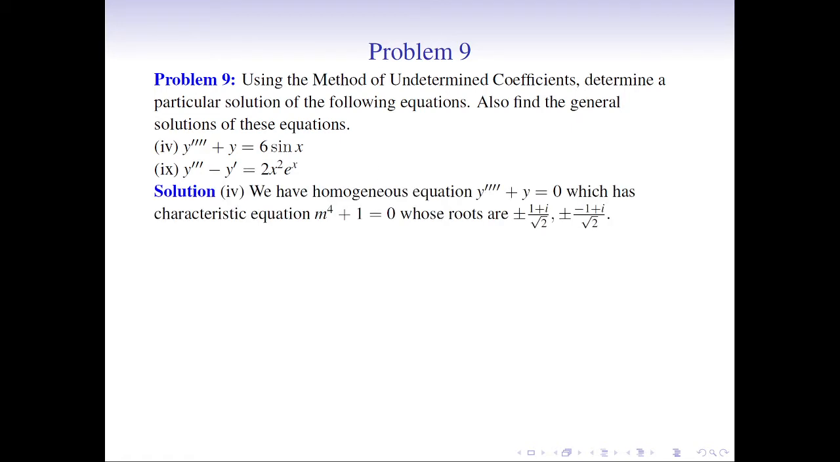Alright, so here we have y double prime plus y equal to 6 sine x. So here the corresponding homogeneous equation to this differential equation is fourth derivative of y plus y is equal to 0, which has the characteristic equation m raised to 4 plus 1 equal to 0. So whose roots are this and this.